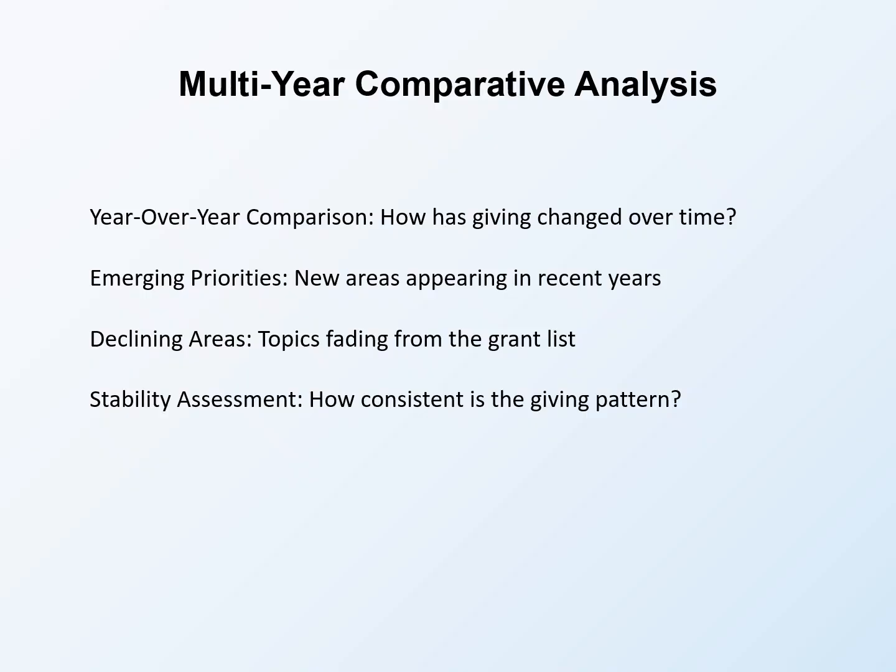Declining areas show topics fading from grant lists. If education grants decrease over time, education may be declining as a priority. Recognizing declining areas helps you avoid pursuing foundations moving away from your work.